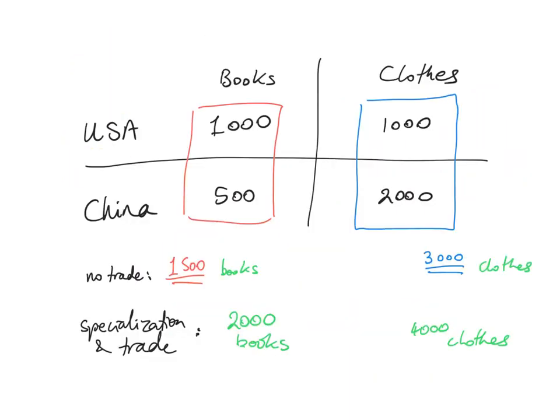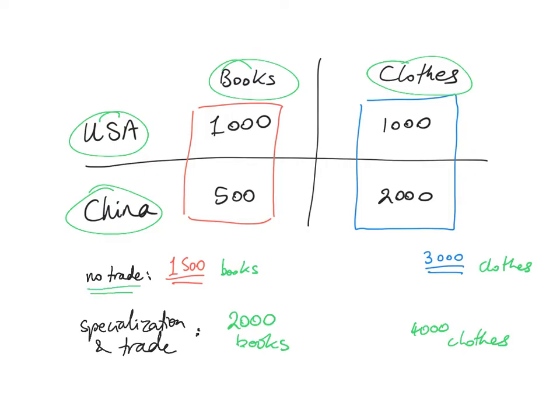So here's another example. Assume the United States is producing both books and clothes, and these are the quantities, and China is producing both books and clothes. You can see in a no trade scenario, the United States and China are both making 1,500 books. And in a no trade scenario, the United States and China are making a total of 3,000 clothes.